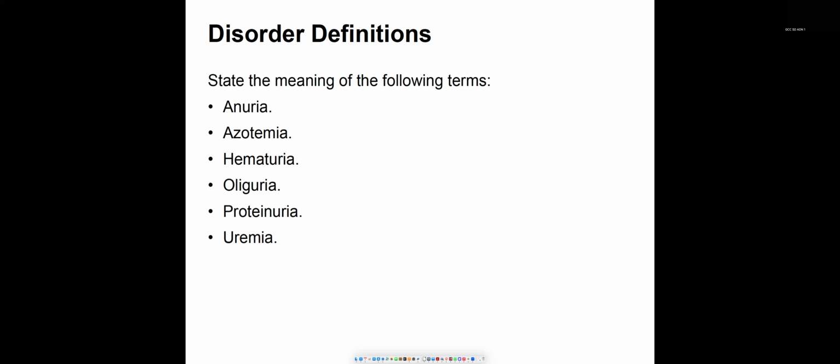Oliguria, this is a reduced urine output, typically less than 400 milliliters per day. Proteinuria, this is the presence of excess proteins in the urine, indicating kidney dysfunction. Uremia, this is a toxic condition caused by a buildup of urea and other waste products in the blood due to kidney failure.